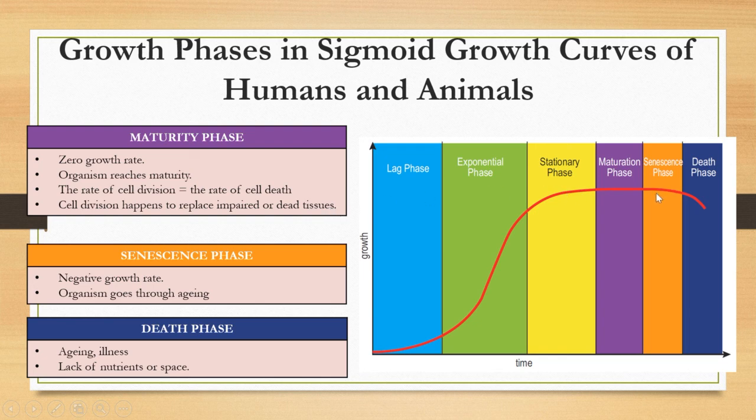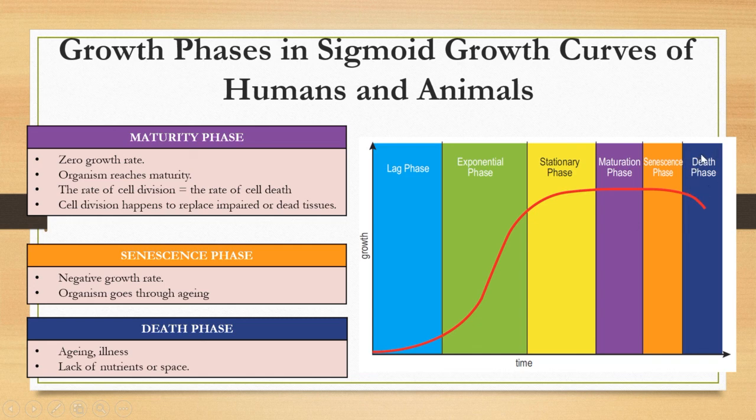Next phase is the senescent phase. The senescent phase shows a negative growth rate, so the organism goes through the aging process. And the last phase is the death phase, where aging and illness occur.